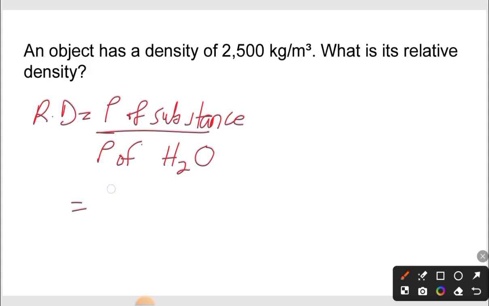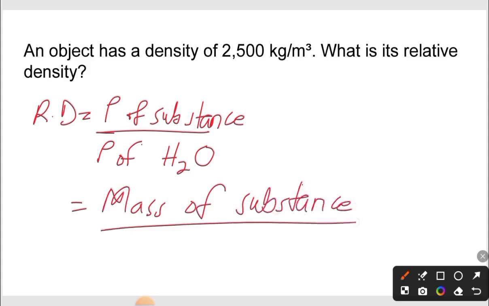Relative density could also be mass of substance over mass of water.